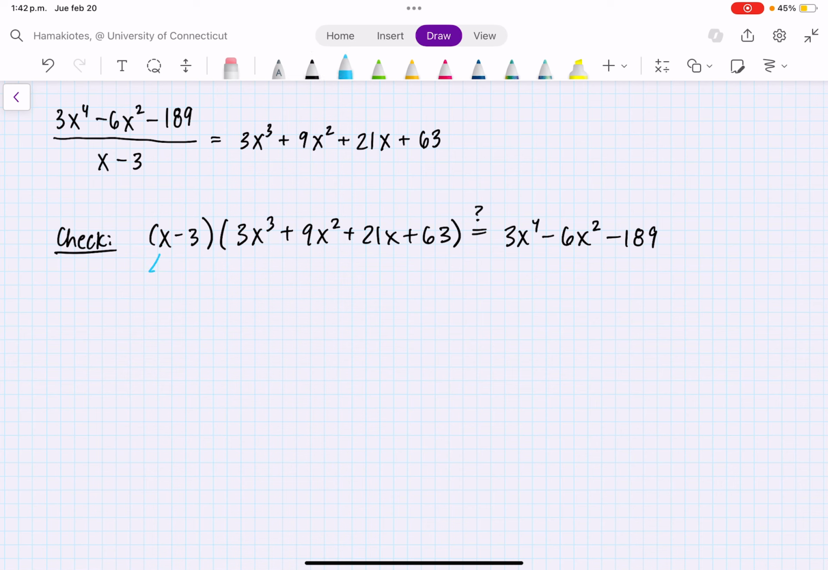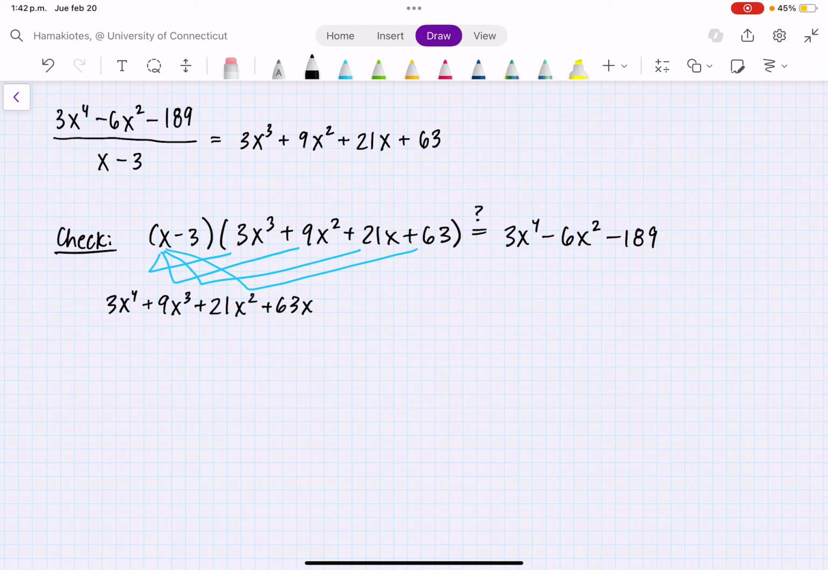So let's see. We're going to have to multiply all these terms out first. So this gives me 3x to the 4th plus 9x cubed plus 21x squared plus 63x. And now we have minus 3 times all of these. And what does that give us? That gives us minus 9x cubed minus 27x squared minus 63x minus 189.